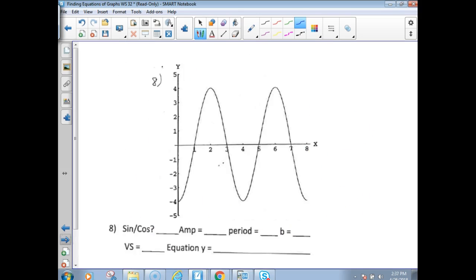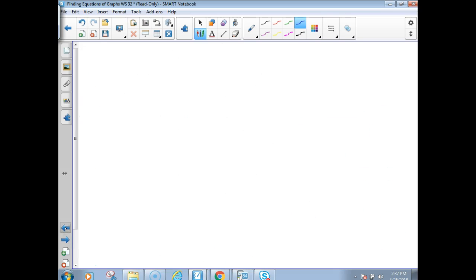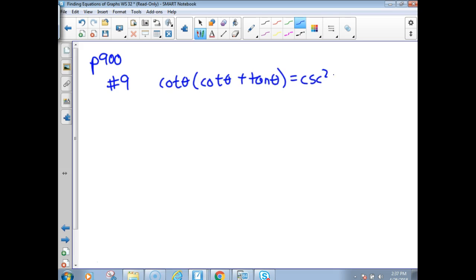I've been asked to do number 9 on book page 900. I'm just going to do it right here. It says cotangent theta times cotangent theta plus tangent theta equals cosecant squared theta. Okay, cotangent of theta is cosine theta over sine theta. Did you think about doing distribution right away? Well, you could. Cotangent times cotangent would be cotangent squared theta. So did you do all the sines and cosines? I can do it that way too.